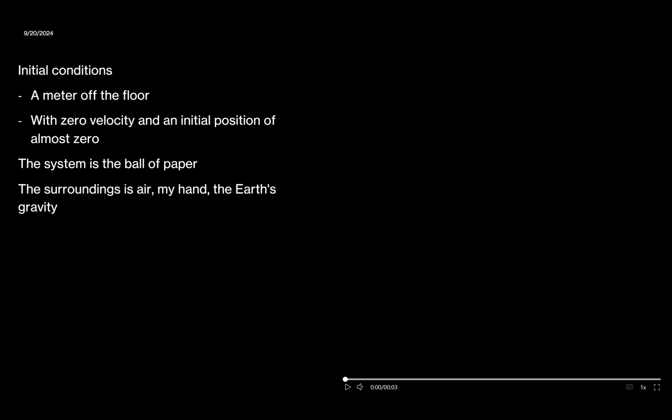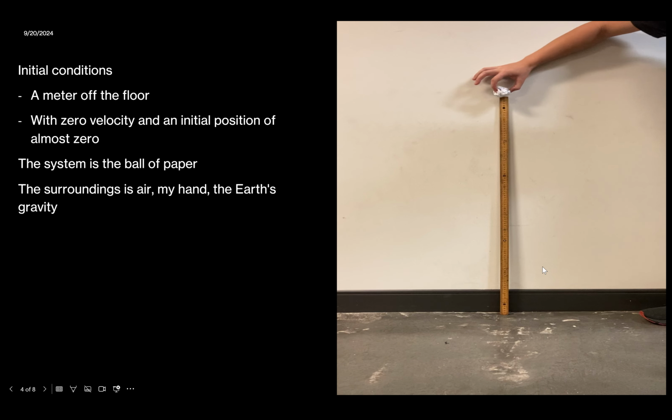So our initial conditions are that the system is about a meter off the floor, but that's what we're going to consider our starting spot. So its initial condition is technically zero velocity with an initial position of 0, 0. But it's just fun to say that it's about a meter off the floor, but that's our starting position. Everything down will be negative. So the system is a ball of paper, the surroundings are the air, my hand, and the Earth's gravity. And this is the video.